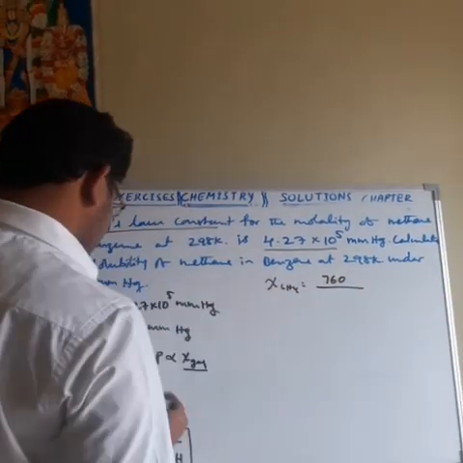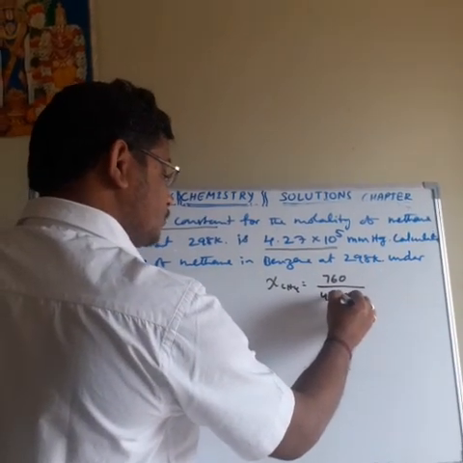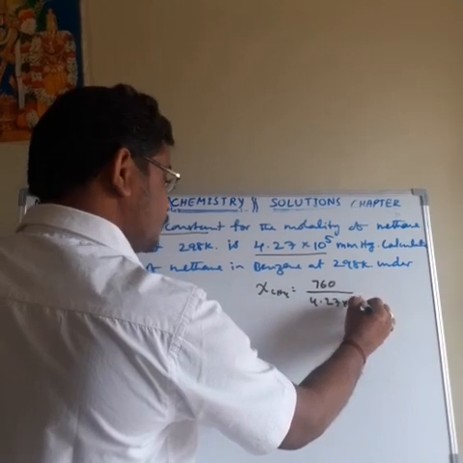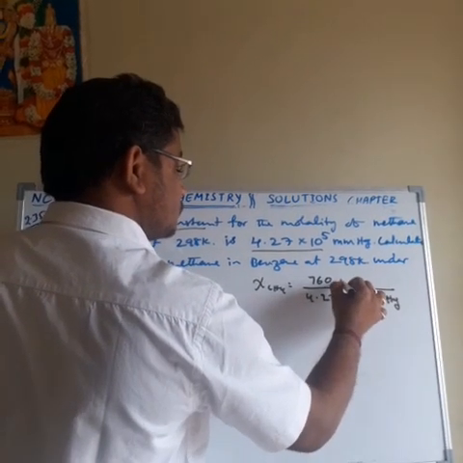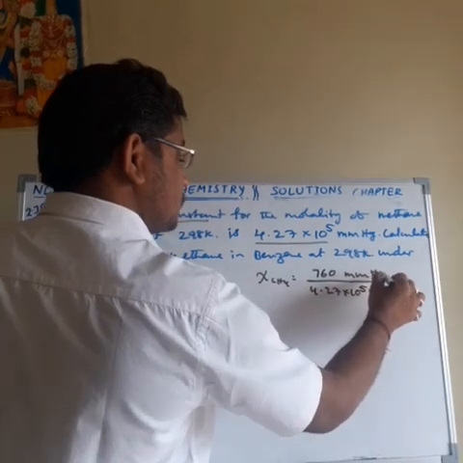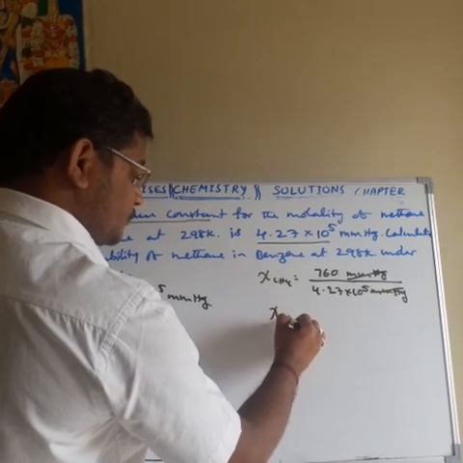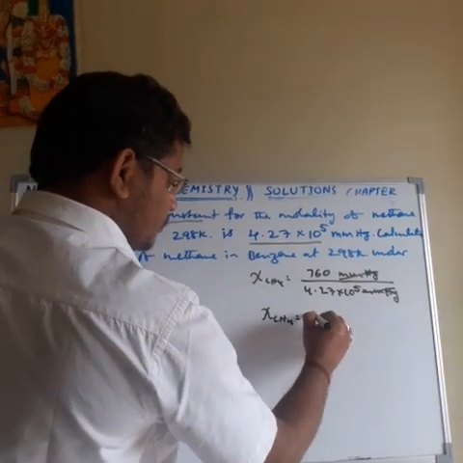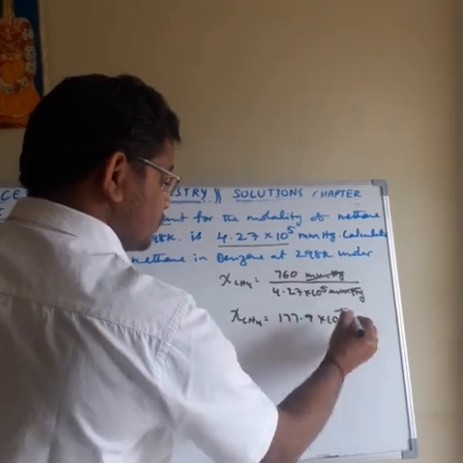760 divided by the Kh value, 4.270 into 10 power 5 mm of Hg. Here also 760 mm of Hg. The mm of Hg cancel. To calculate its value, the mole fraction of methane will come to 177.9 into 10 power minus 5.